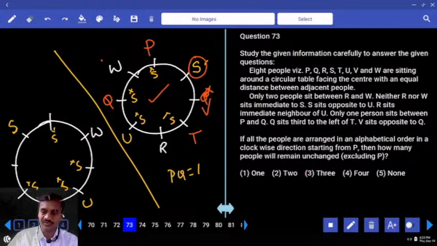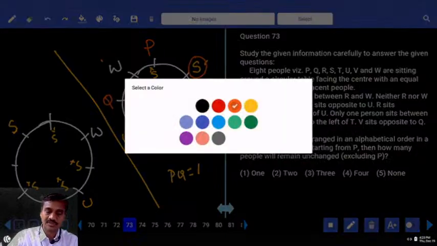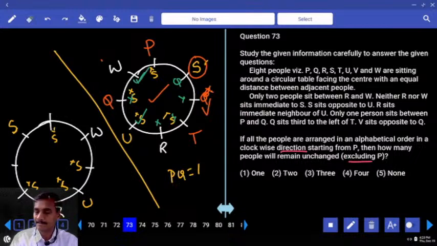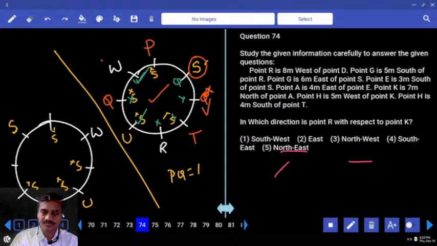And in 73, all the people are arranged in alphabetical order in the clockwise direction starting from P. That is P, clockwise Q, R, S, T, U, V, W. How many persons remain in the same position? Excluding P, there are 2. Who are those 2? One is U, the other one is W. Then the answer is 2.